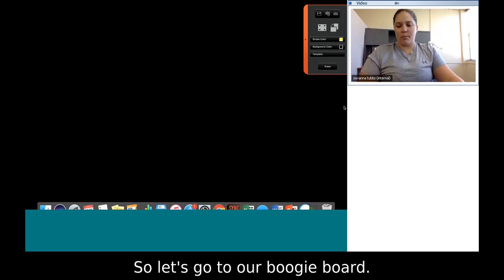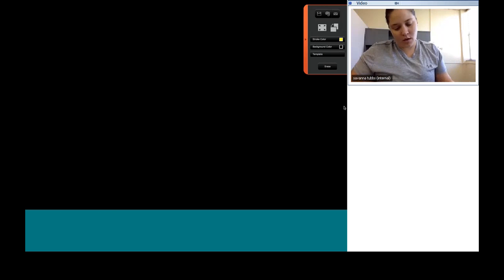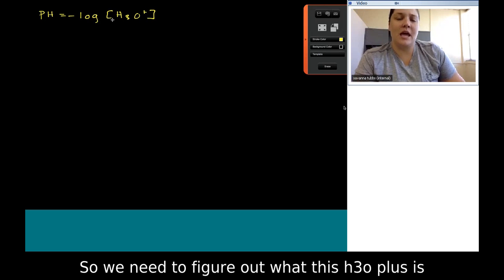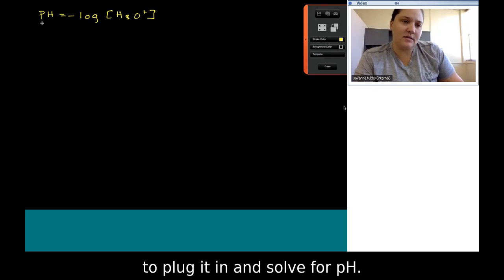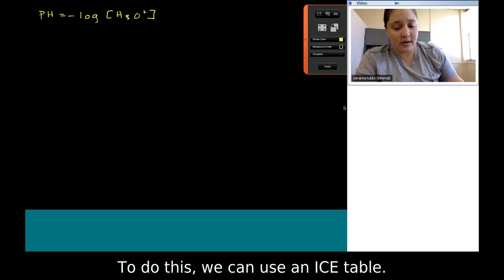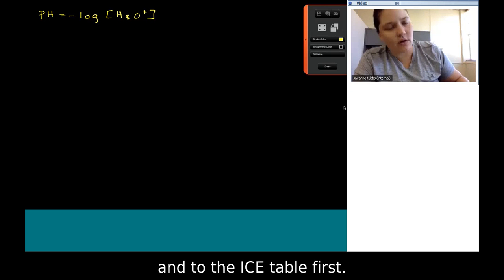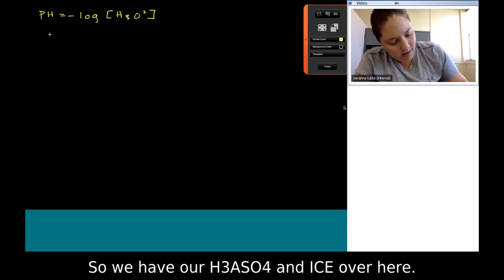So let's go to our boogie board. We know to solve for pH, we have pH equals negative log of the concentration of H3O plus. So we need to figure out what this H3O plus is to plug it in and solve for pH. To do this, we can use an ice table. But before that, actually, let's go ahead and do the ice table first. So we have our H3AsO4 and ice over here.